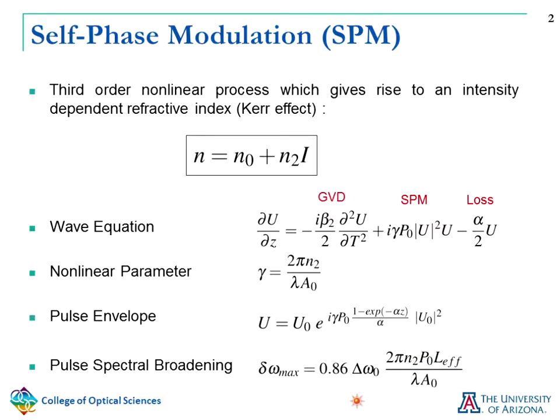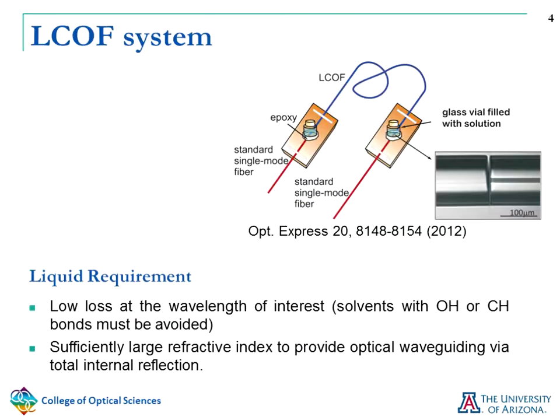So the larger the nonlinear refractive index that we have inside the fiber, the broader the pulse spectrum is going to be. However, this impact is not desirable, and the reason is that spectral broadening is a limiting factor in high-power fiber-based laser systems as well as high-bandwidth optical communications.